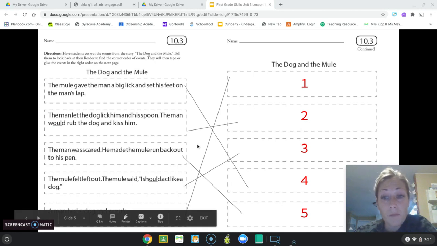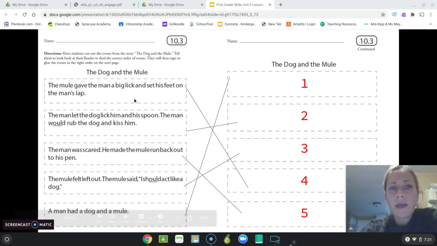which didn't work out. But next, the mule gave the man a big lick and set his feet on the man's lap. Last but not least, the man was scared. He made the mule run back out to his pen.